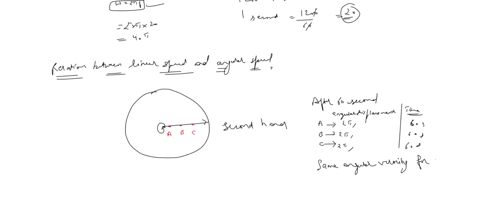But in these 60 seconds, if I talk about the distance covered, particle A started from this point and has covered this much circle. Particle B has covered this circle and C was moving in this circle. Now, if I ask you about the distance covered by these particles, is the linear distance covered by each particle the same?